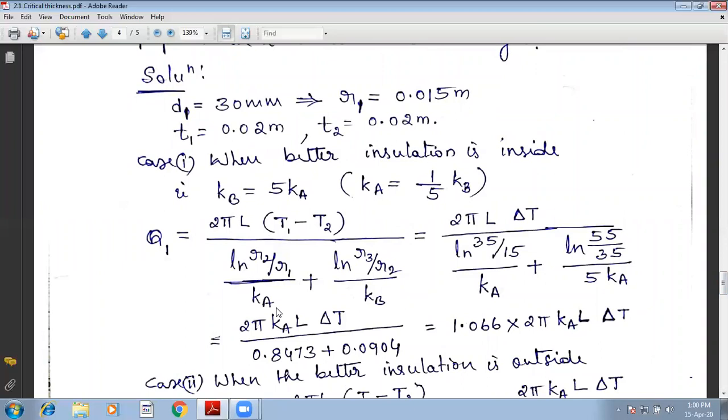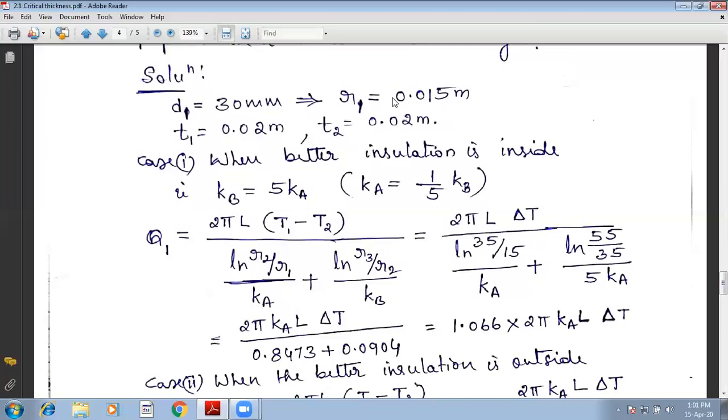Now, if you have a radius of R2 after first insulation and radius of R3 after second insulation, corresponding to first insulation, the thermal conductivity is of material A. Corresponding to second insulation, the thermal conductivity should be considered of material B. Now, we got R1 as 0.015 meter.